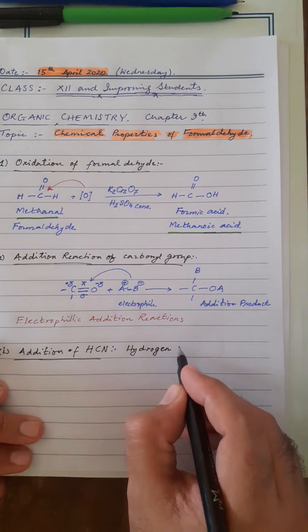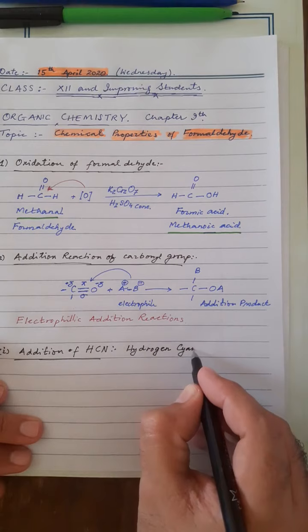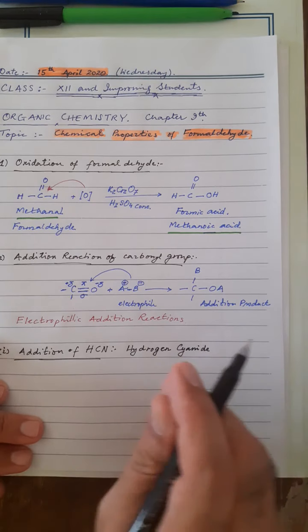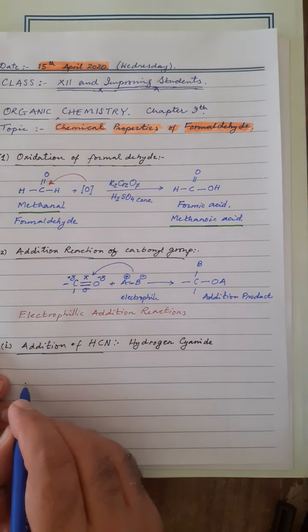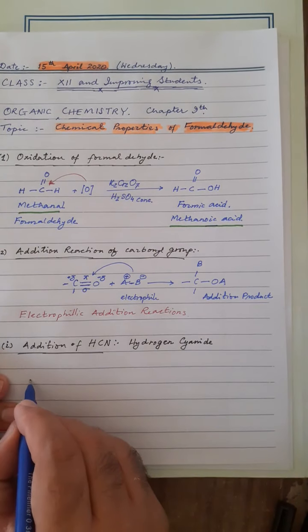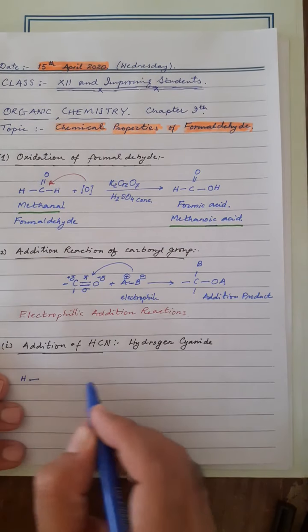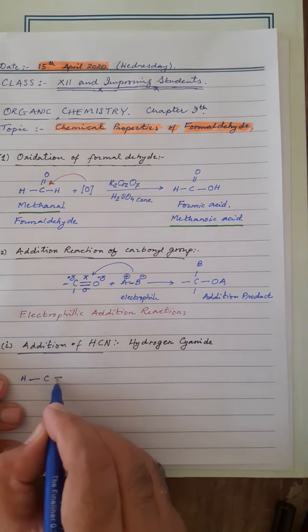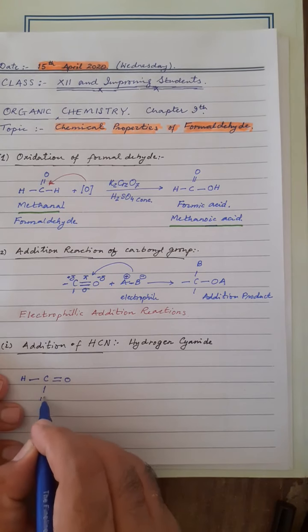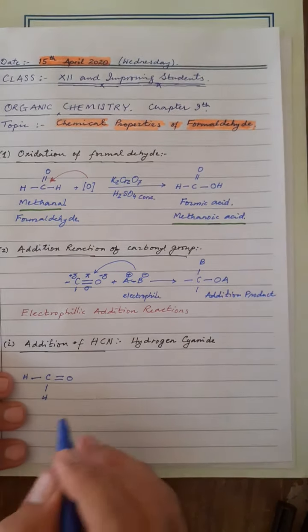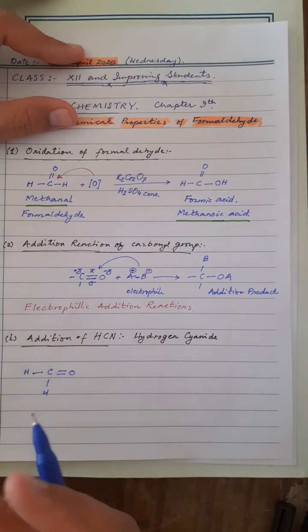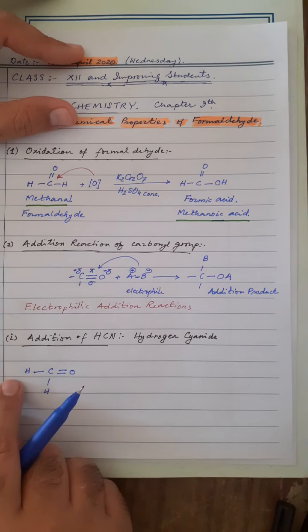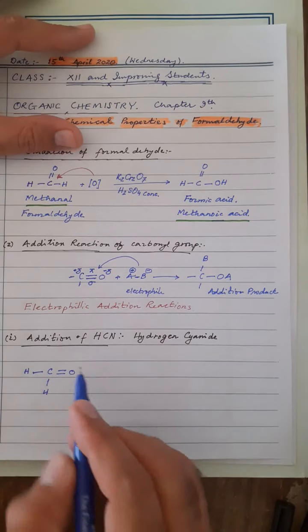Hydrogen cyanide. Now I will explain to you the chemical reactions. Okay, now this is formaldehyde. It could be any aldehyde, but we are taking the formaldehyde. All right. If we want to take the second aldehyde, acetaldehyde, then there will be CH3 here. Almost the same pattern of the reaction.